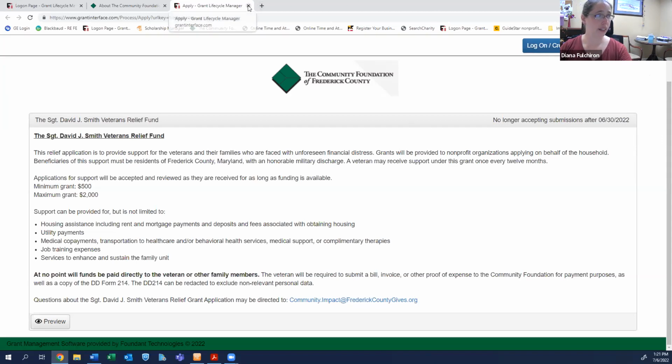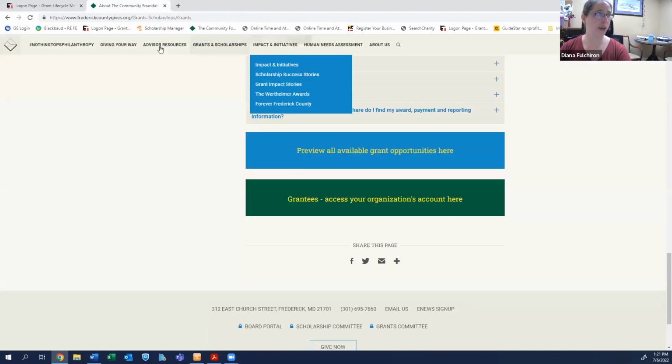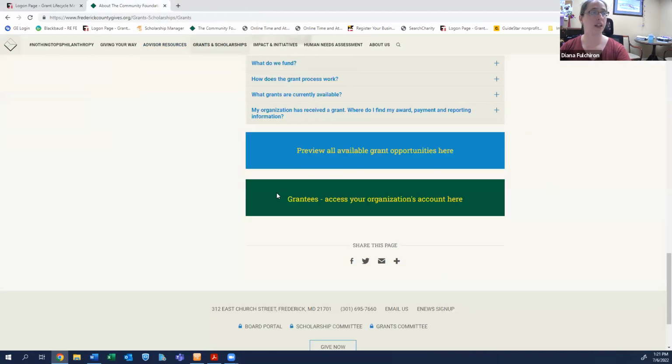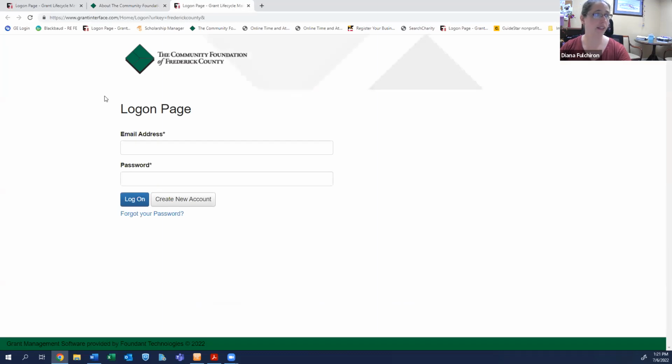The other thing you can do if you want to avoid possibly duplicating things is go back to this grants page, and it'll have here grantees access your organization's account here. Even if you don't have an account yet, if you click on that, you're going to get to your login page. This is where our grants committee members sign in. This is where our staff signs in. This is where new organizations sign in. This is where existing organizations sign in. So if you already have an account set up, you type in your email address and password here and just hit log on.